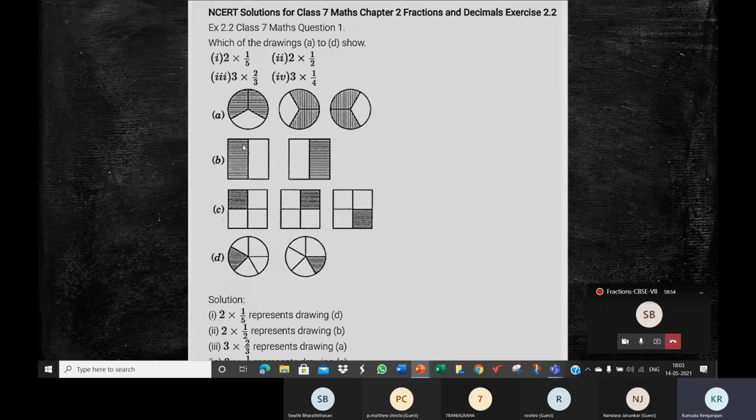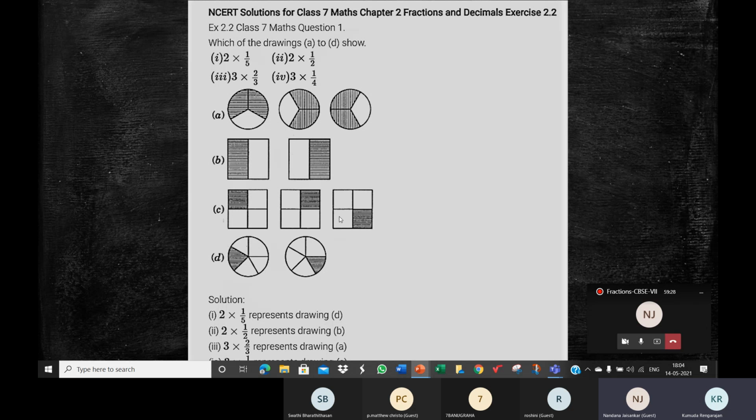Next, tell me B, children. What do you see here? How do you represent it? 1 by 2. Ma'am, 1 by 2. So it is 1 by 2 plus 1 by 2. What is 1 by 2 plus 1 by 2? Ma'am, 2 into 1 by 2. Because you're adding 1 by 2 to itself 2 times. So you can see it here, 2 into 1 by 2.